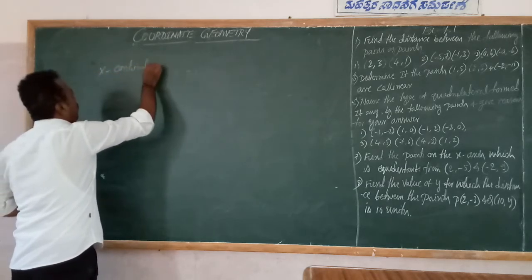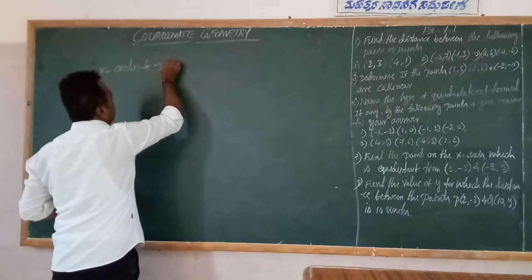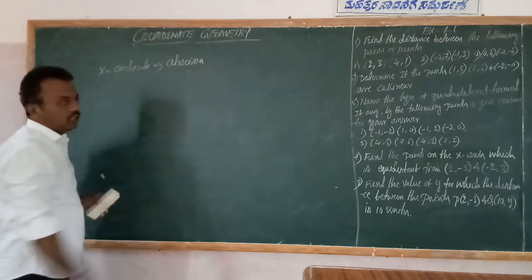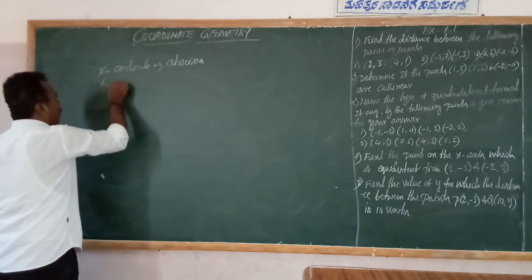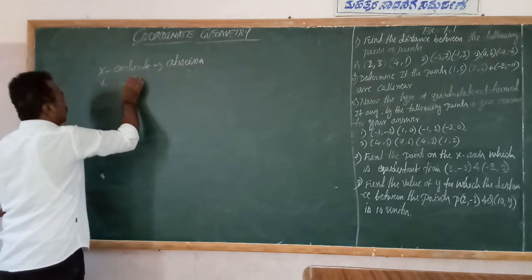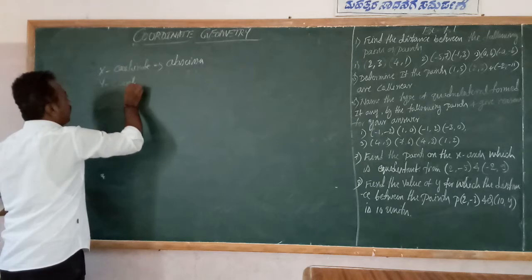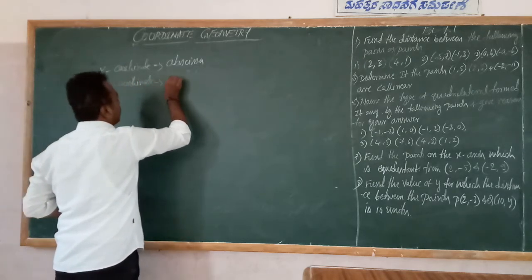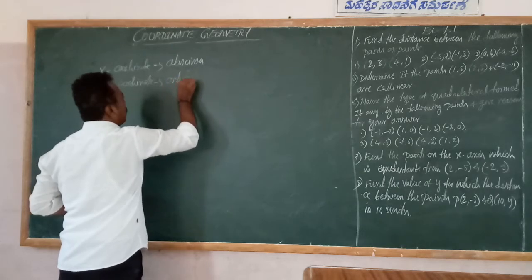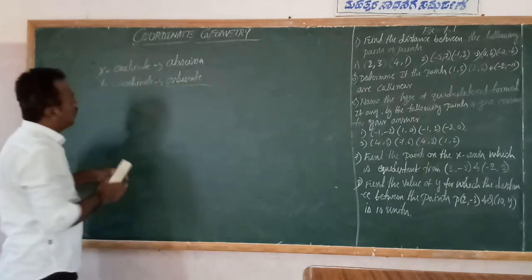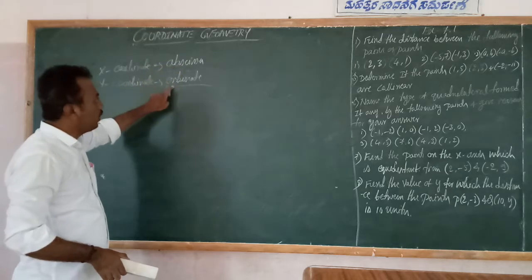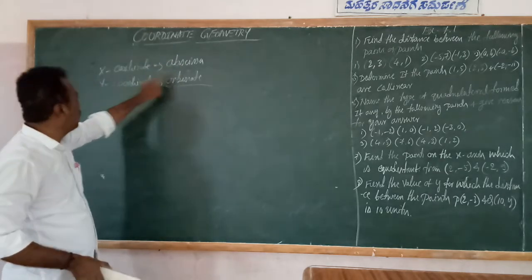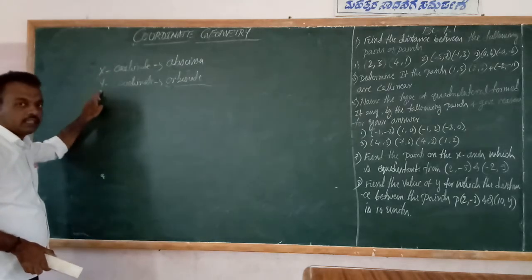Okay, x coordinate is called abscissa. X coordinate is called abscissa, is it right? And y coordinate is called, what is that? Ordinate. The x coordinate we call abscissa and the y coordinate we call ordinate. Abscissa and ordinate are also called the x coordinate and the y coordinate, is it right?